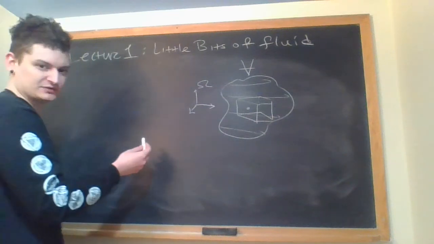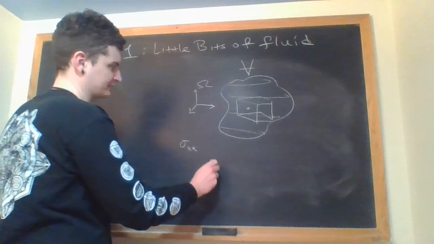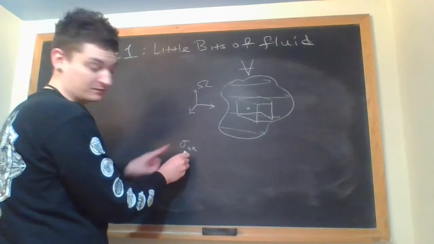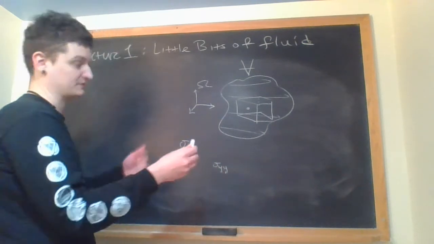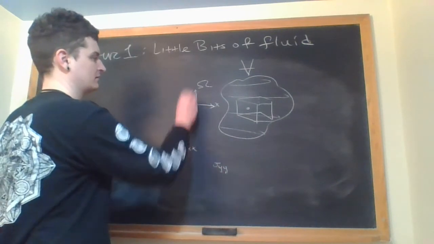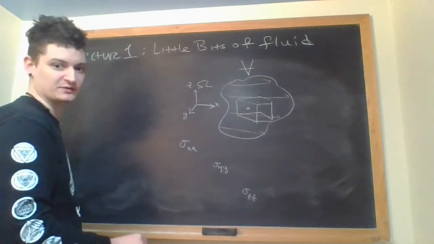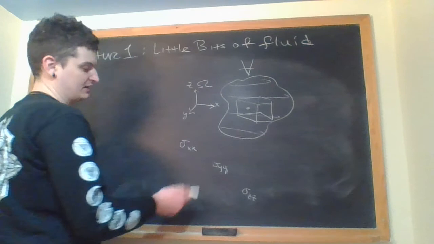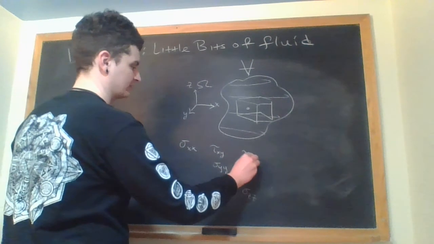Okay, so all of those terms that we had, we had a sigma xx, right? And there's another one that's all compressive forces in the x. There's a sigma yy, all the compressive forces in the y dimension. And then there's a sigma zz, all the compressive forces in the z direction. And then you had these other forces.